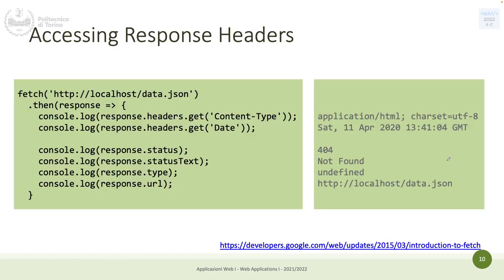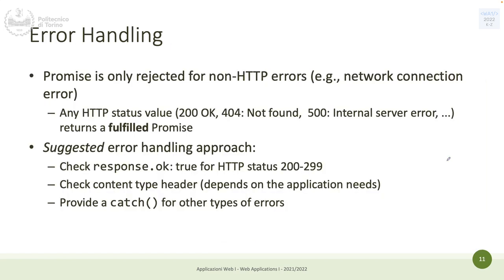And so here there is an example of that. So for instance, you can get the content type from response.headers.get content type, or date, if you want the date that is stored in the HTTP response. Or you see here the status is 404, the status text is clearly not found, the status text associated to the status, and the URL in this case, in this example, is exactly the URL that is made from the fetch, as often happens. So these are response headers.